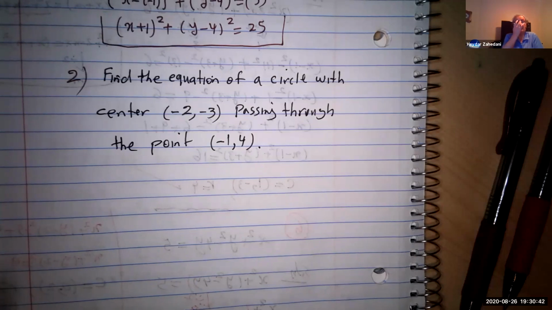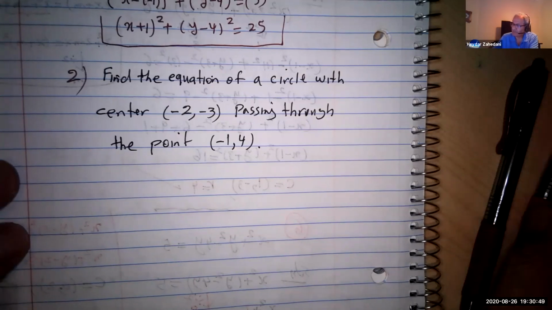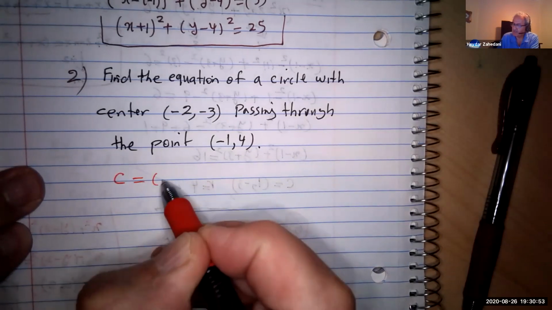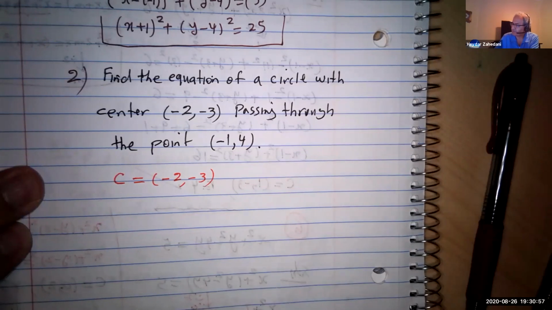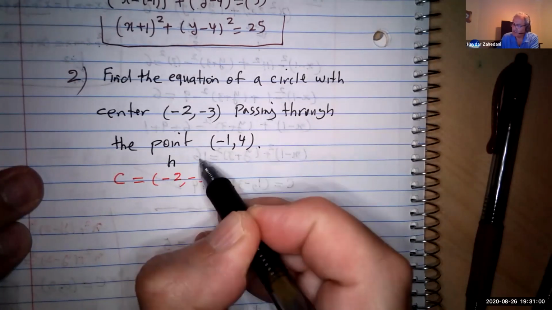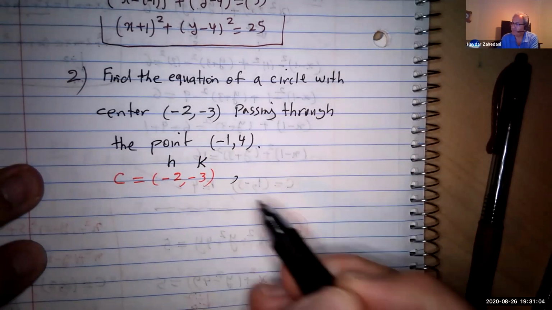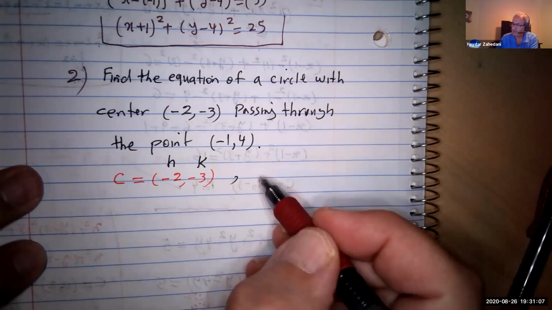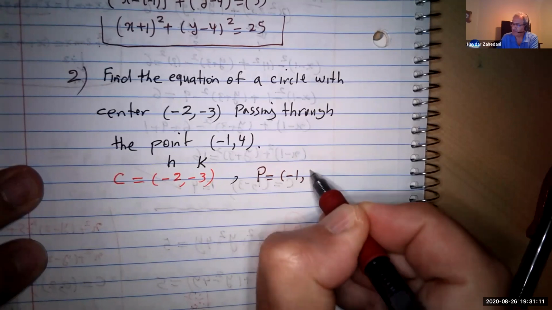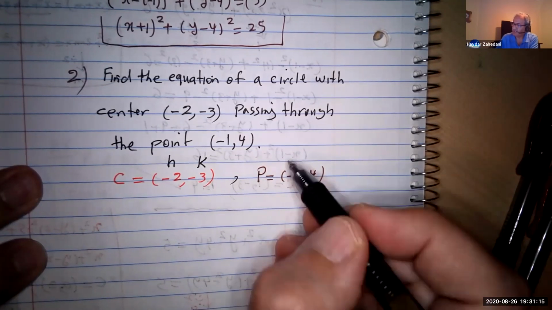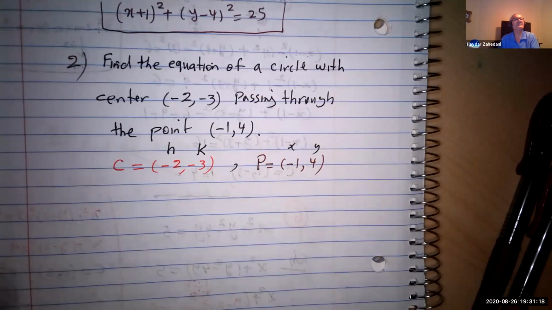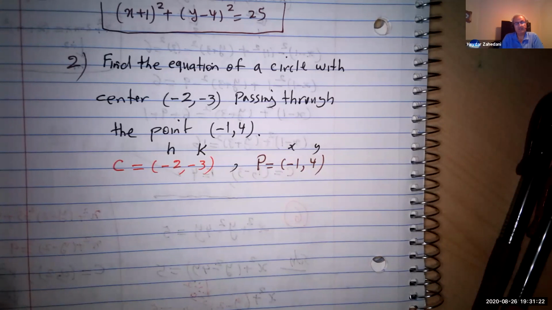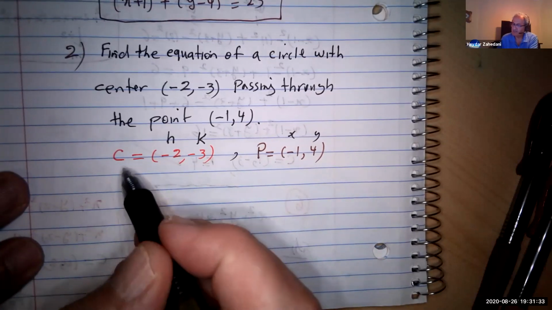So one point and the center would be given to you, and then they ask you to write the equation of the circle. So label your information. You have the center, which is (-2, -3). This is going to be your h, and this is going to be your k. Then you have a point, which you may call P. The point is (-1, 4). You label the x and the y for the point. So what do you want? You want the equation of a circle. The center is already given to you, so you have to find the radius. Now what we're going to do is write the equation of a circle. So that's your solution.